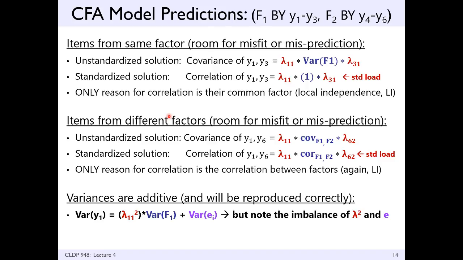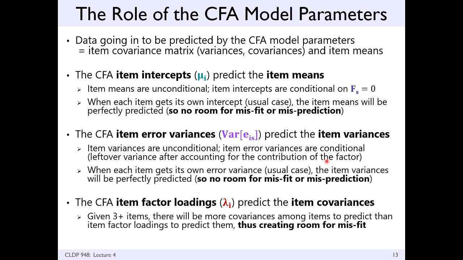When it comes to room for misfit, it's all about the covariances. So long as each item gets its own intercept, the item means are fine. Don't worry about them. So long as each item gets its own residual error variance, the item total variances are fine. To the extent that you estimate fewer factor loadings than you have covariances, that's where you have the potential for misfit. And I think everybody got this right, the idea of estimable and testable.